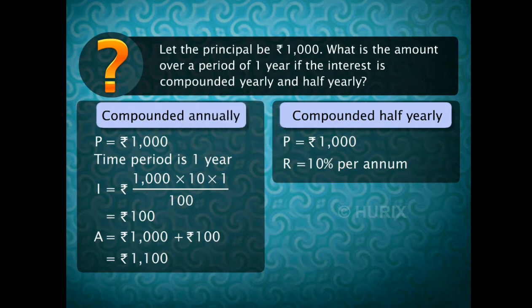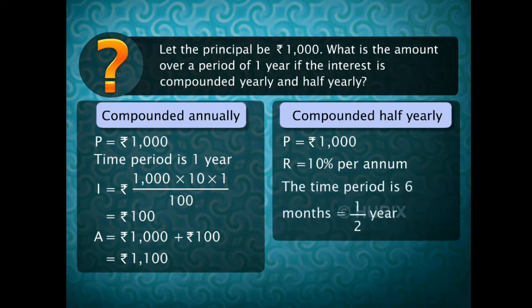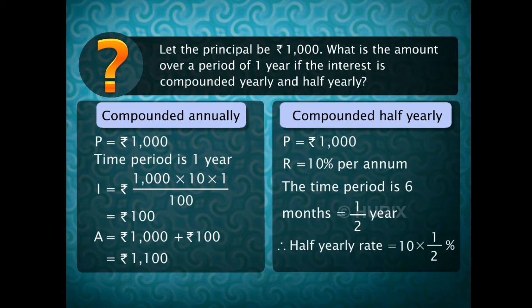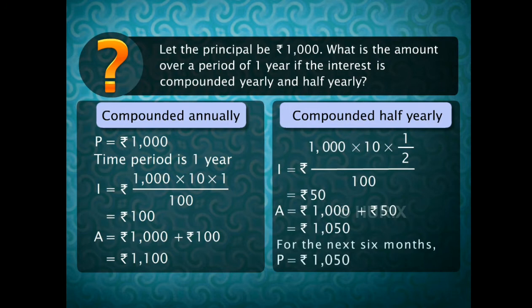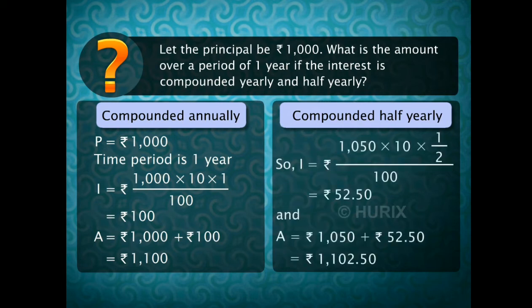But when the interest is compounded half-yearly, the conversion period of 6 months occurs twice in a year. In such a case, the half-yearly rate is half of the annual rate. Thus, for the first 6 months, the interest is 50 rupees. We add this interest to the principal to get the principal for the next 6 months. Again, using the same formula, we calculate the interest and the amount for the next 6 months.